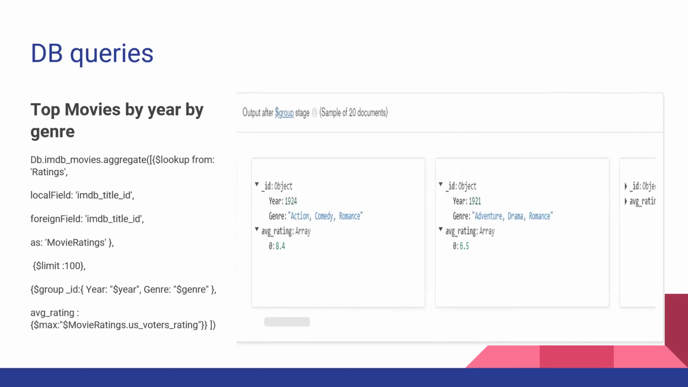After that, we have performed database queries on the MongoDB dataset to calculate some key metrics and to analyze the data. So here is one example of the query that we have performed. We have determined the top movies by genre and year. For that, first we use a lookup function to join the movies and rating collections. Then we have used the limit function to maximize the number of records to be returned. We wanted to have movies by genre and year, so for that, we have used the group function, and then we have used the maximum aggregation function on the column US voters to determine the top movies.